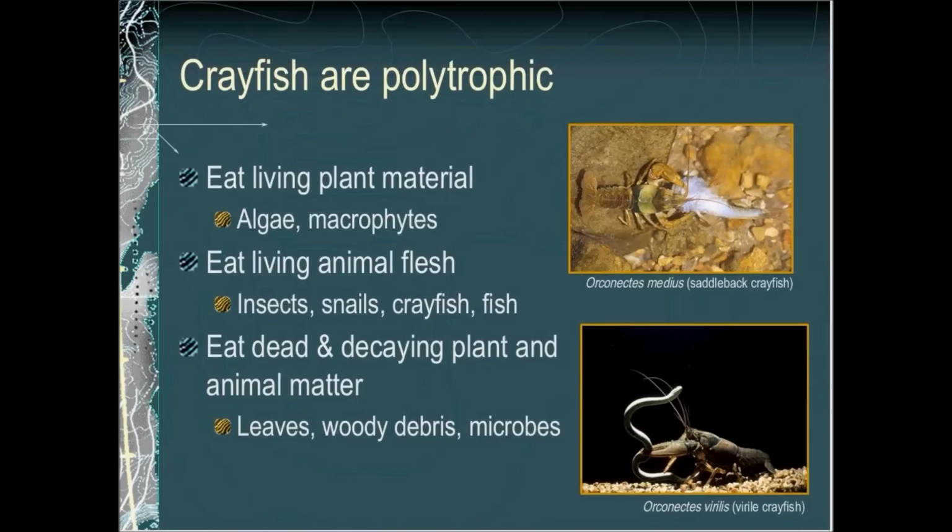One other important point. Because they're eating this decaying plant and animal matter, in a lot of ways they are actually promoting nutrient recycling, because they're eating this larger material, breaking it down into smaller pieces and excreting it, and then it's available for some of these other benthic macroinvertebrates that can then forage on this material and gain some nutrients out of that as well.